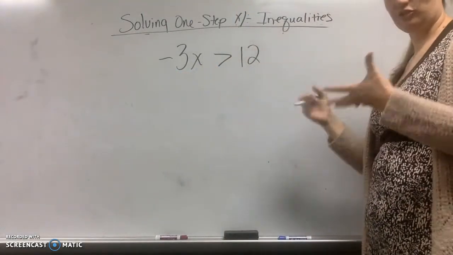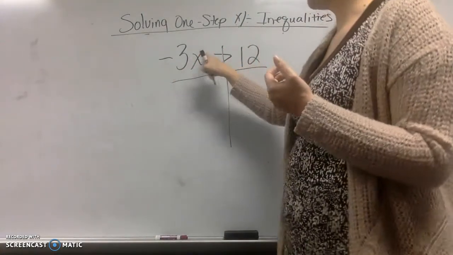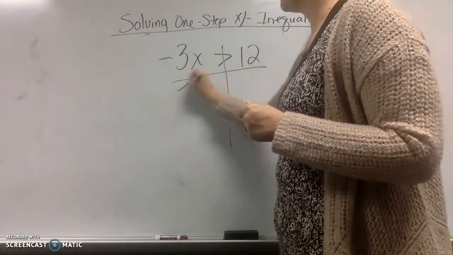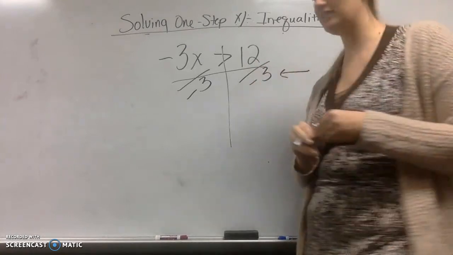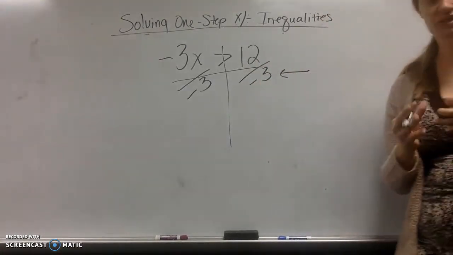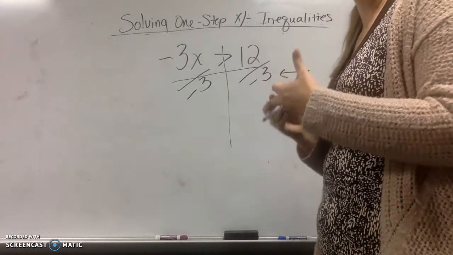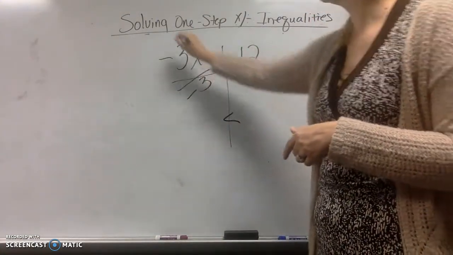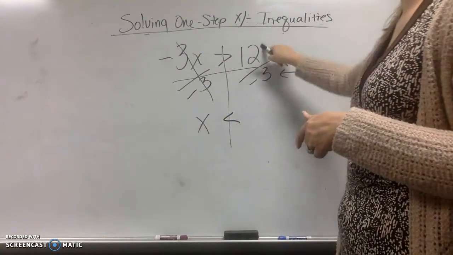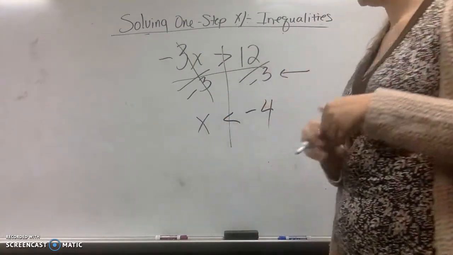So right here, I'm going to solve this inequality. The inverse of multiplication is division. So I'm going to divide by -3 and balance my scale. This is what I need to look at. I am dividing both sides by a negative, so I'm going to have to flip the sign. So I'm going to do that right now. I already know that this sign is going to flip. That will cancel and give me x. 12 divided by -3 is -4.